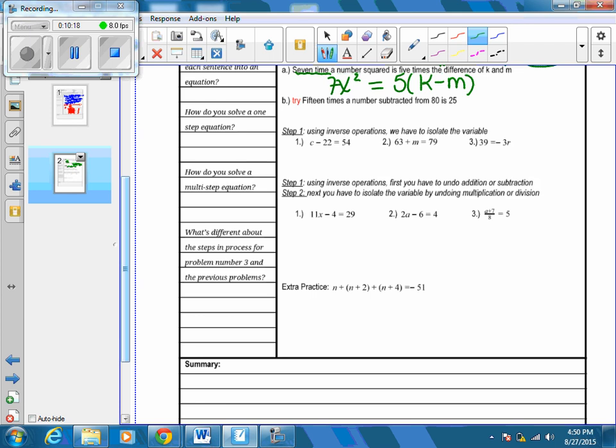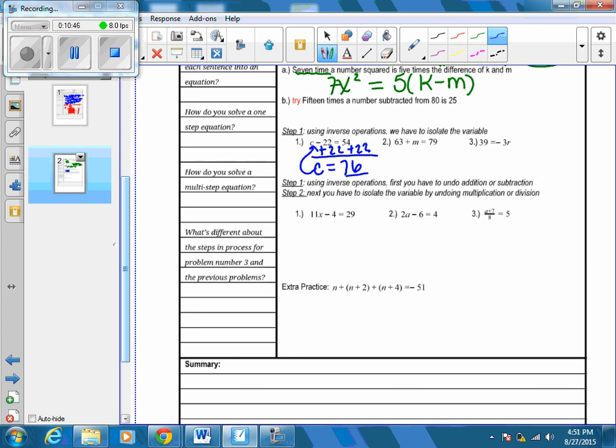Okay, so my first equation I have c minus 22 is equal to 54. Alright, my operation is subtraction, so the opposite of that is addition. So I want to add 22 on both sides. When I solve that, I get c is equal to 76, and that is my answer. Alright, remember, if we want to check our work, we can substitute this number back into our original equation.